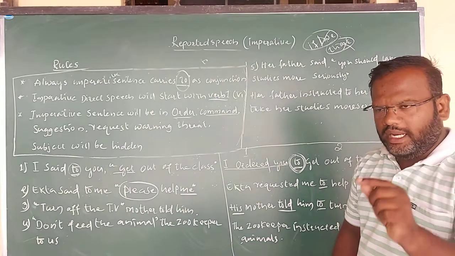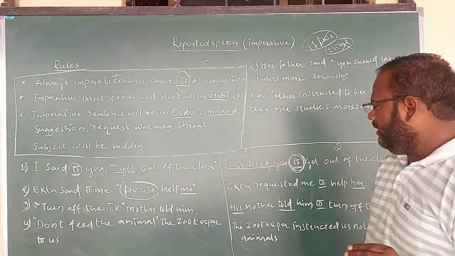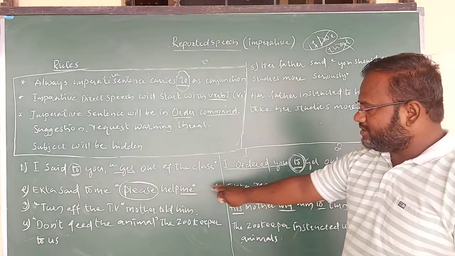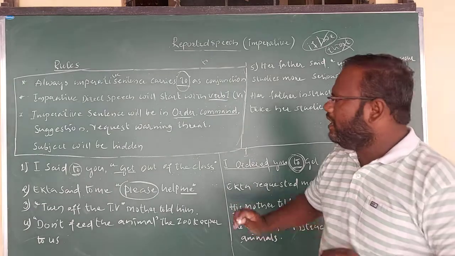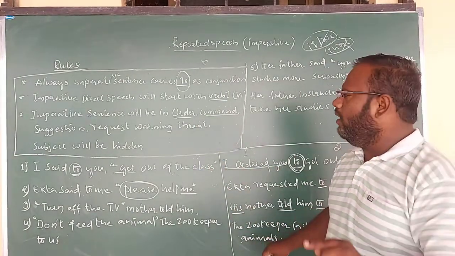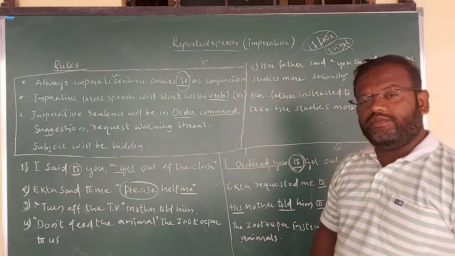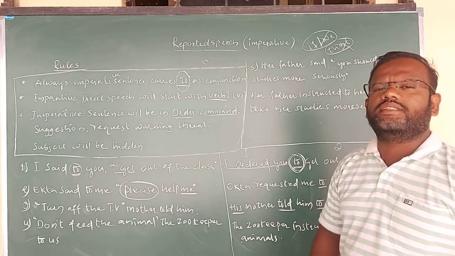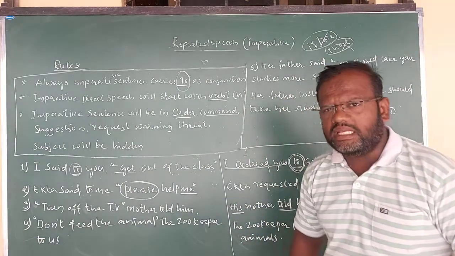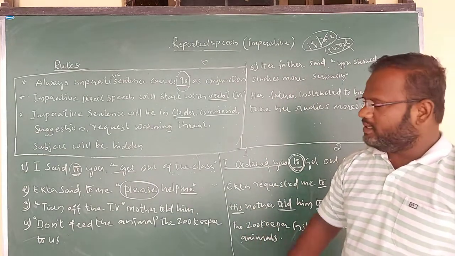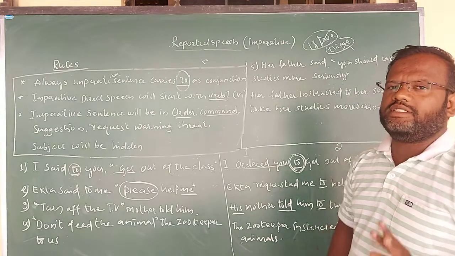Ekta said to me, please help me. Ekta said to me, please help me. So let us try to understand the nature of the sentence, in which form it will fit. Whether it will fit in ordering or commanding, suggestion or requesting, warning or threatening. Let's see the question. Ekta said to me, please help me. See the sentence. So obviously we can say that it is in the requesting form.